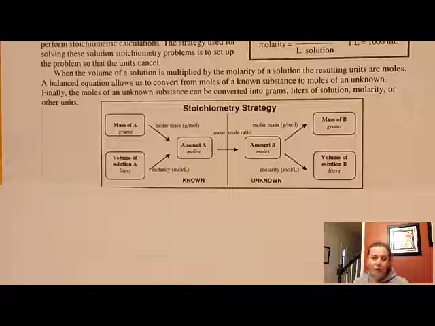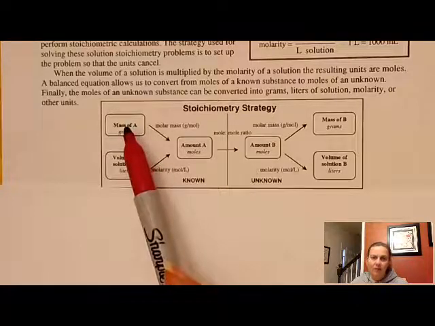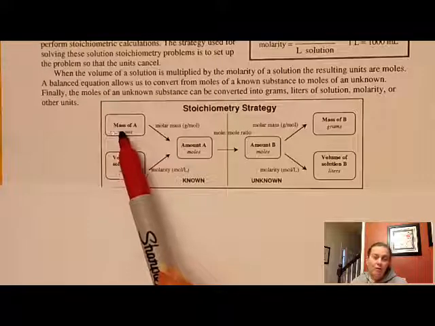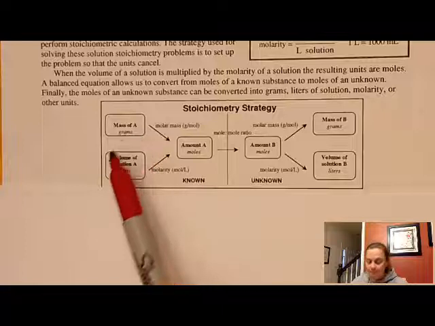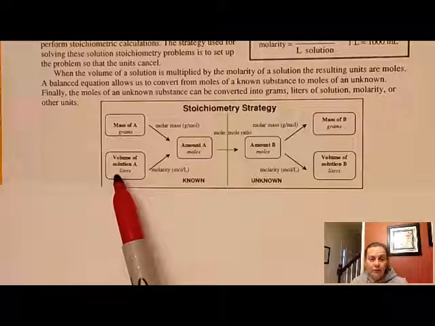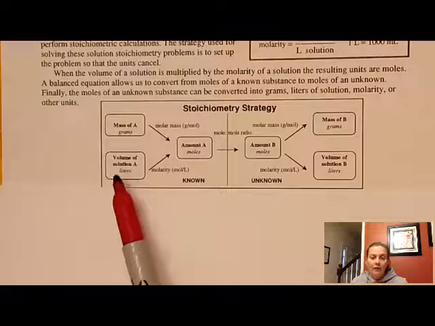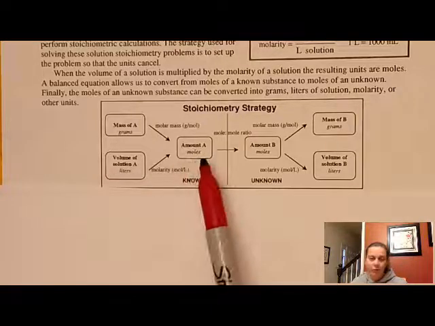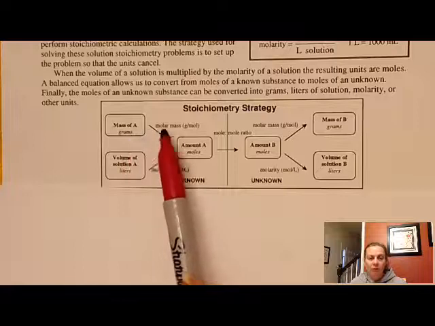Just a quick review, a quick reminder of our stoichiometry strategy: we're always starting with some unit of either our reactant or our products. In the past, we've usually started with mass, sometimes atoms, sometimes volume of a gas. In solutions, we're going to be starting with a volume of a solution. And we know that anytime we do stoichiometry, we have to convert to moles. If we have mass, we do that by using molar mass.